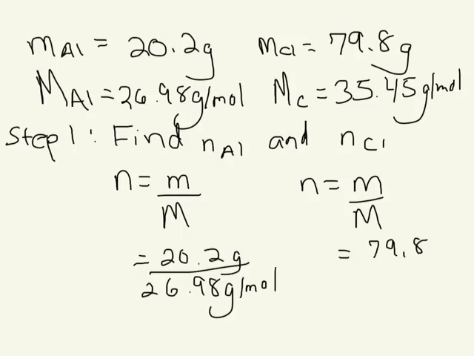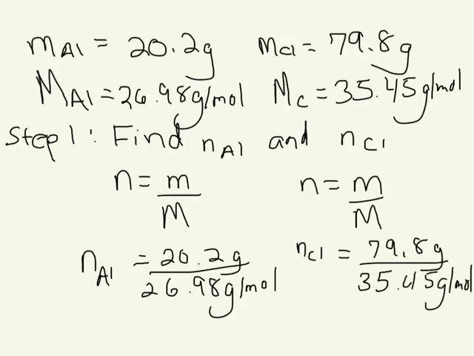Okay, so for our n for aluminum, we're going to use the mass that we were given. Well, we were given a percentage, we converted it to mass, and the molar mass. For our n for Cl, we're going to use the mass that we were given, that we converted from percentage, and we're going to divide it by the molar mass of our chlorine. Okay, get your calculators out and find the answers.